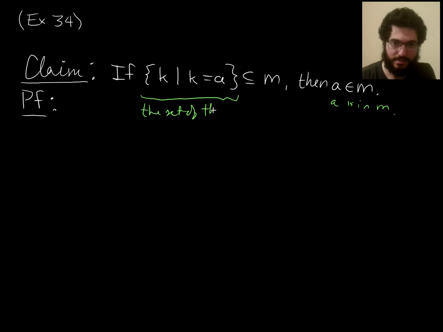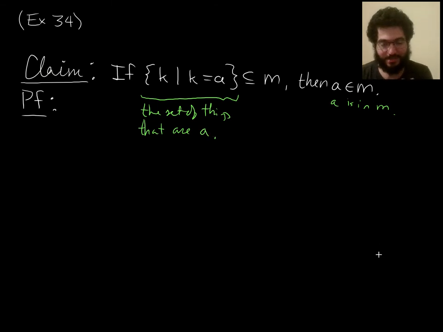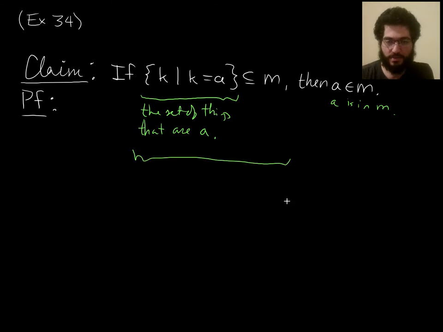The set of things that are equal to A, or for short, given that K equals A is a way of saying K is the same thing as A, then I could describe this as the set of things that are A. The set of things that are A. Then overall here, what is this saying? It's saying the set of things that are A is a subset of M, right?